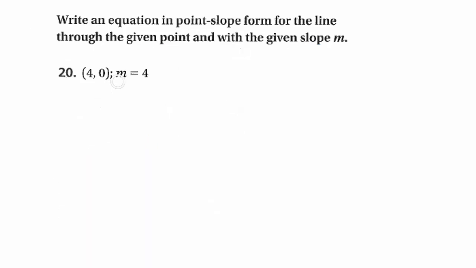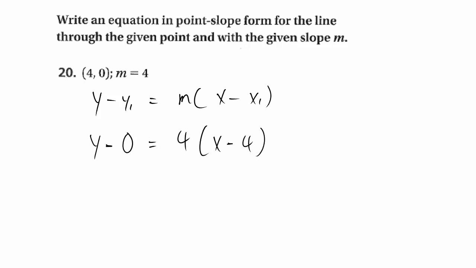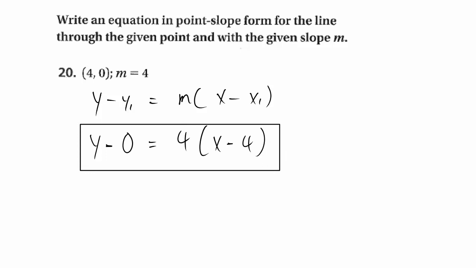If I want to write this one in point slope form, again, I like writing the template, so I know what to fill it into. Put the y coordinate in place of y1, put the x coordinate in place of x1, put the slope in place of the m.